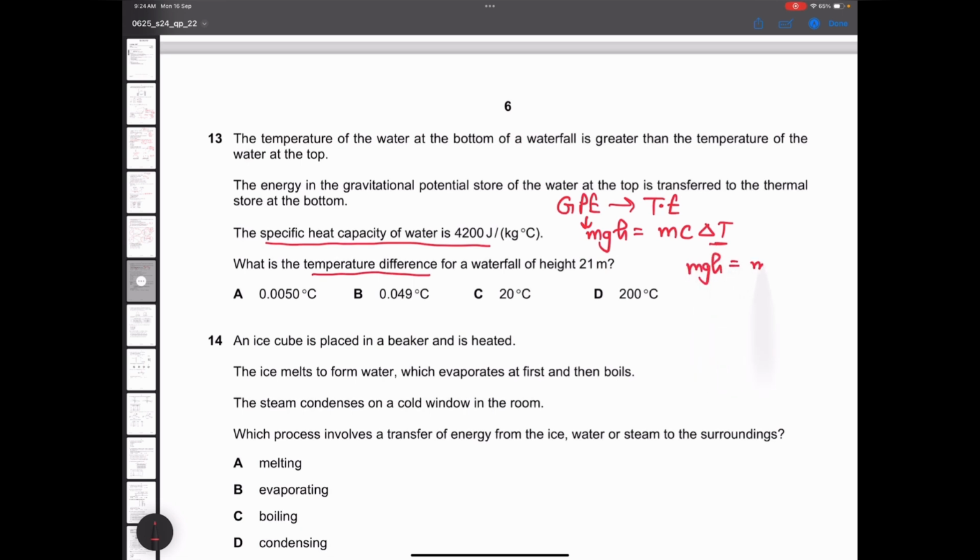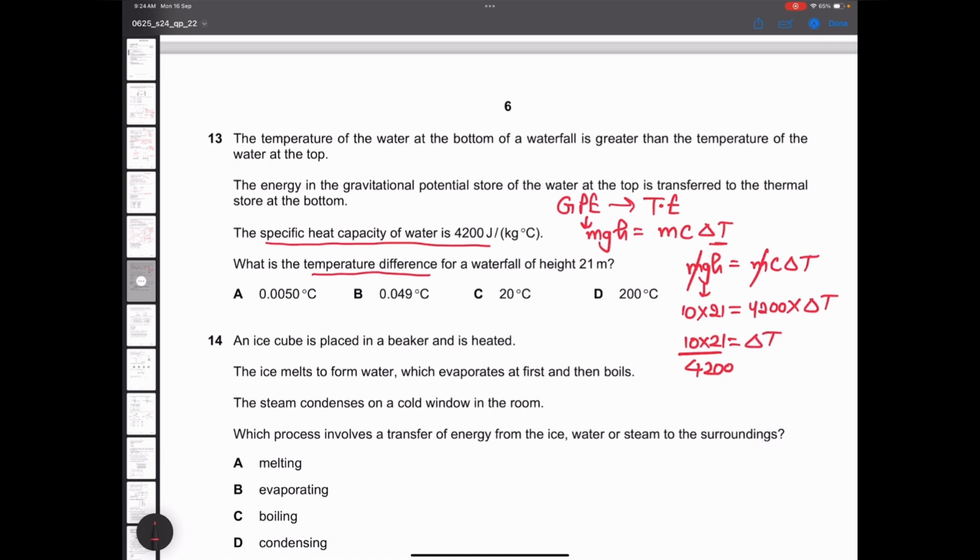mgh is equal to mcΔT. We can cancel out the m. G, let's say I'm taking 10, and height is 21. C is the specific heat capacity of water, so that is 4200, into the change of temperature. So 10 into 21 over 4200 will be ΔT.